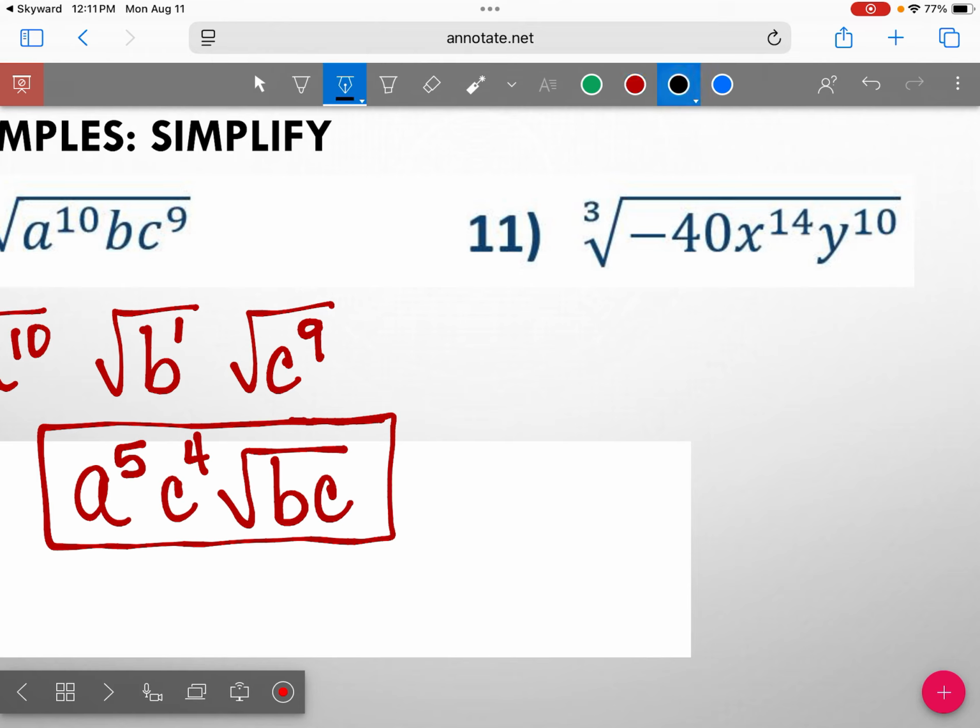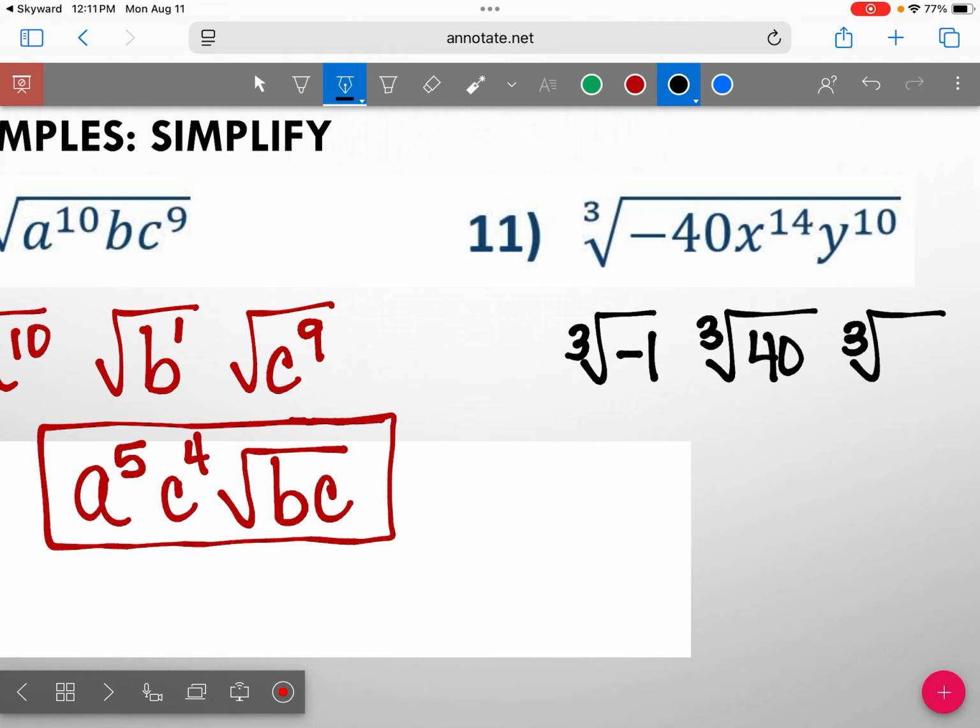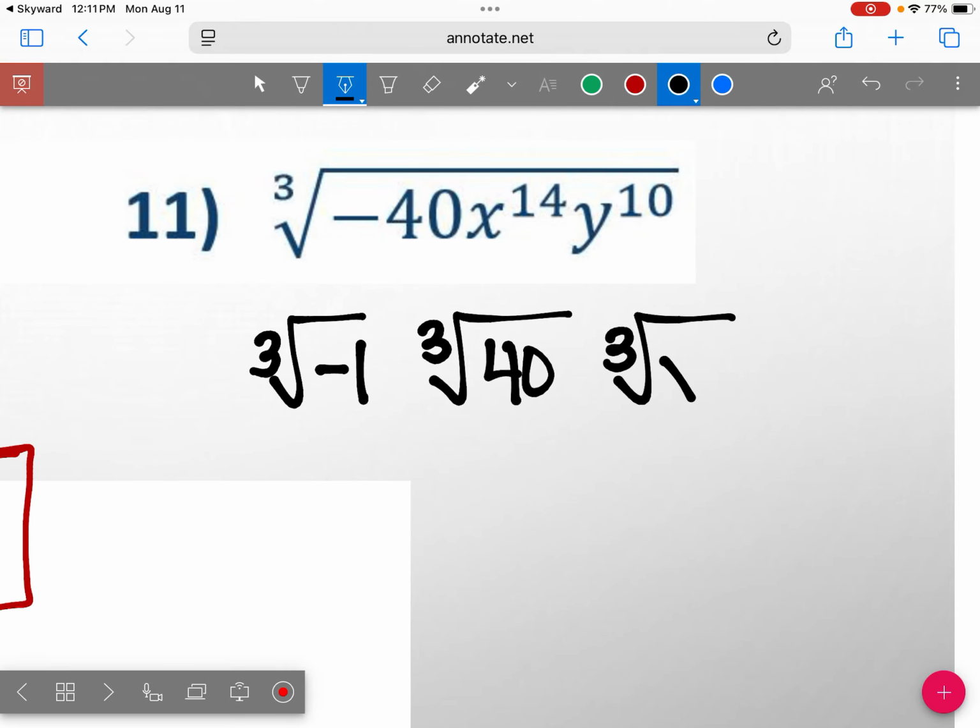All right, let's look at number 11. Again, we have a negative, so we have to look at that separately. So I have a -1, and then I have a 40, and then I have x to the 14th, and then I have y to the 10th. We have to look at each one separately. So for this first one, does this come out or does it stay? Who says it comes out? Who says it stays? Who's not sure?